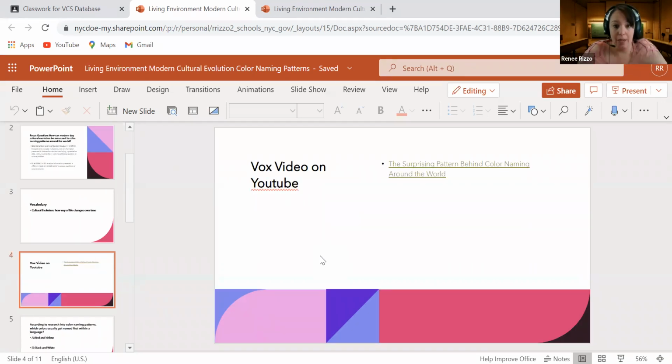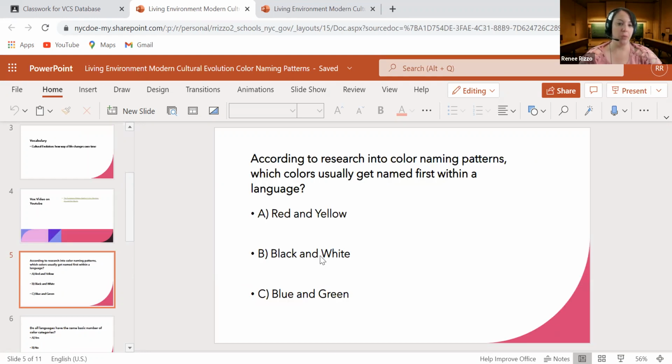The next thing that you will show the students is the Vox video on YouTube, the surprising pattern behind color naming around the world. And this video was one of 4 or 5 videos embedded in the original modern day cultural evolution lesson in the Teach Hub. But I've decided to build this entire adapted lesson around this one video about color naming patterns around the world. So these are questions that I developed based on this video.